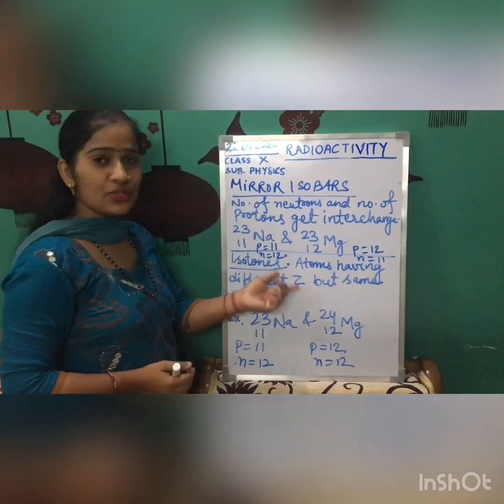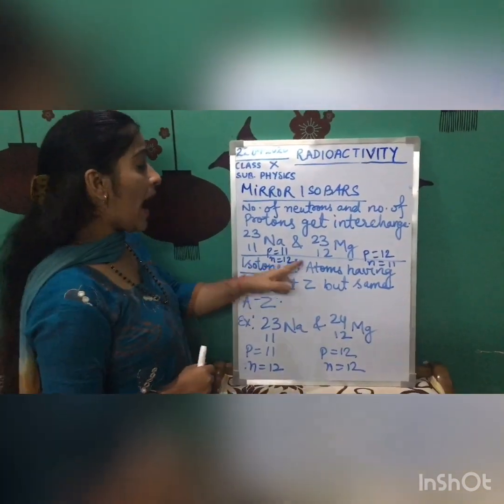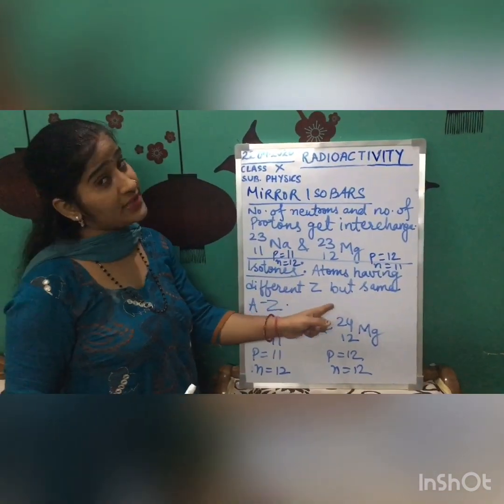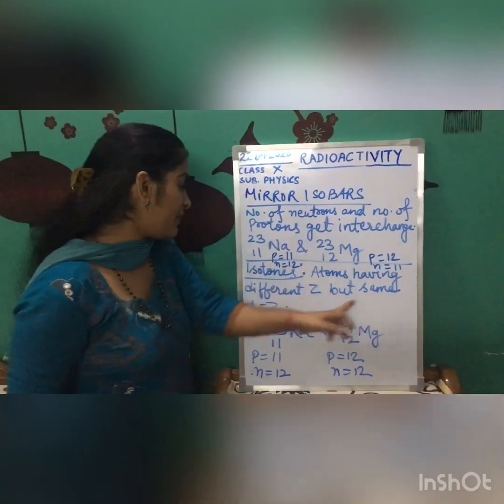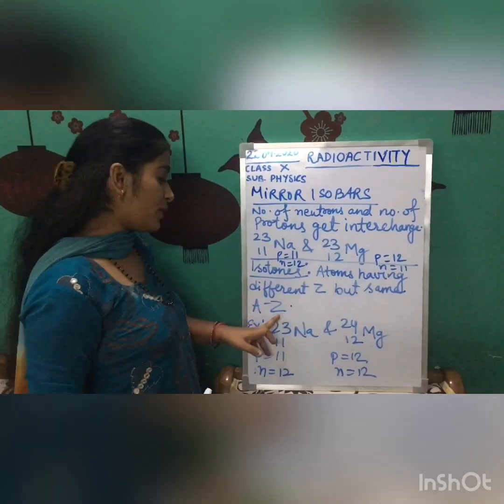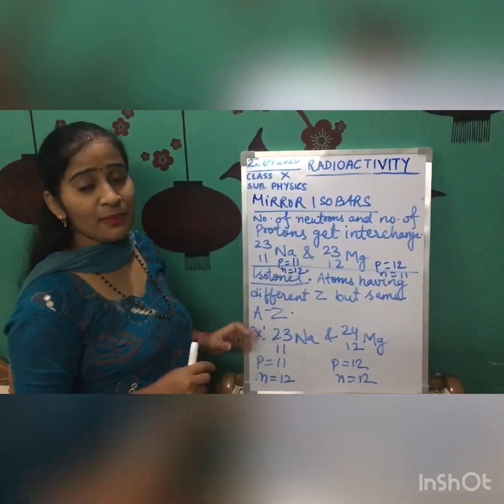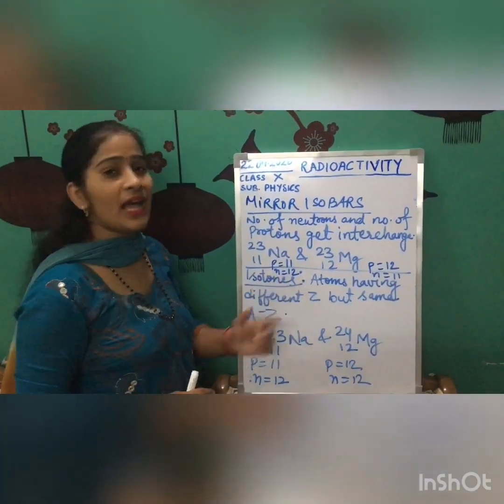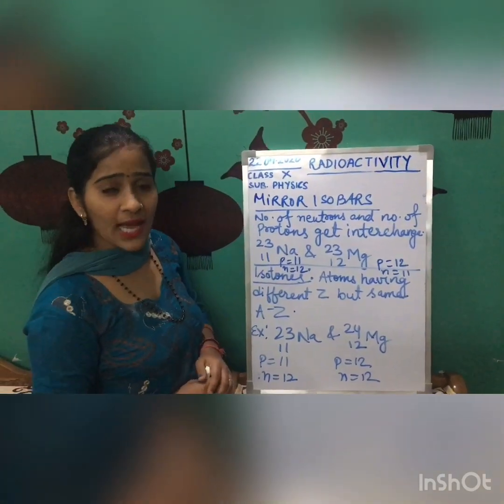Now the topic is isotones. What are isotones, class? Atoms having different Z, meaning different atomic number, but the same A minus Z. That means the number of protons will be different but the number of neutrons will be the same. When the number of neutrons is the same, they are called isotones.